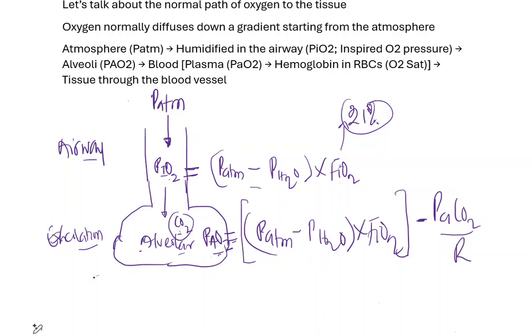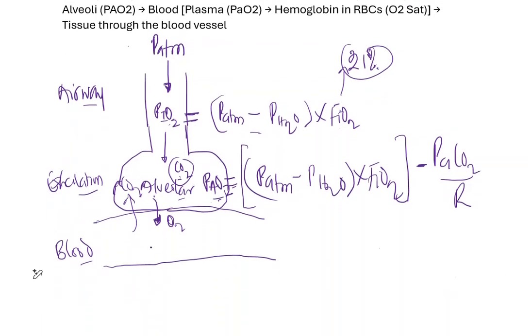And then from the alveolar, the oxygen is going to diffuse into the what? Into the blood, into the capillary, in exchange for CO₂. So oxygen comes into the capillary and the CO₂ will go back into the alveolar. The oxygen now is going to dissolve in the plasma, and when it dissolves in the plasma, that will be PaO₂, small a, which is the partial pressure of oxygen in the plasma.